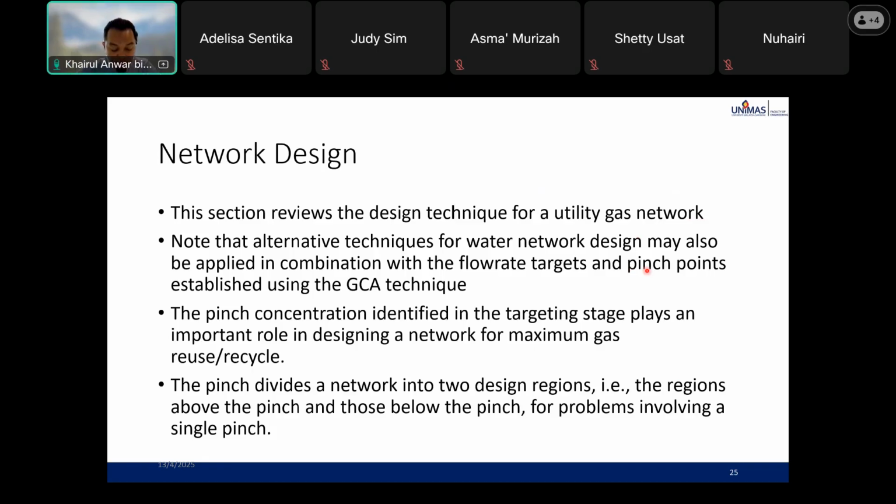The pinch divides the network into two design regions: the region above the pinch and those below the pinch. For problems involving a single pinch, it is essential to observe the pinch division in order to achieve the minimum target established during the targeting stage. In the region above the pinch, this is talking about generally, relative equality load surplus is balanced with load deficit. On the other hand, there is always excess load in the region below the pinch. The region above the pinch is therefore controlling the overall gas product balance for the network, and hence is the most crucial part of the network.